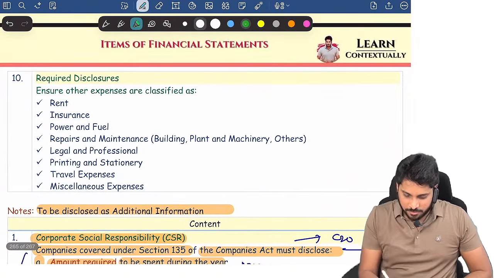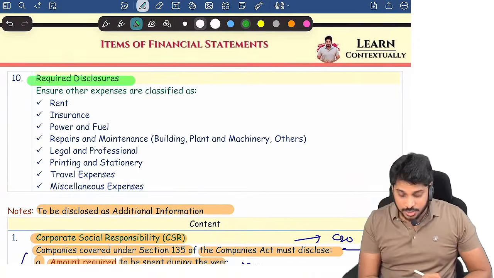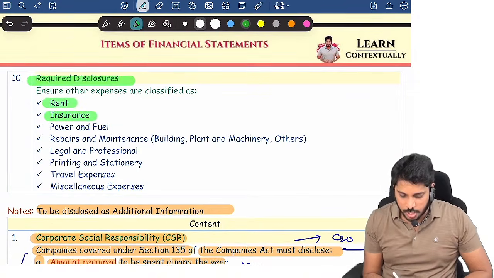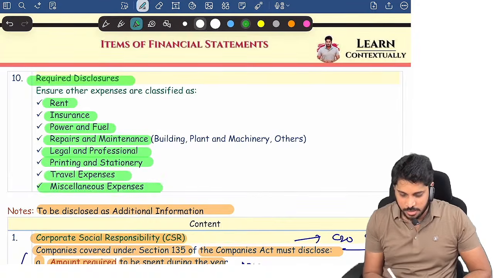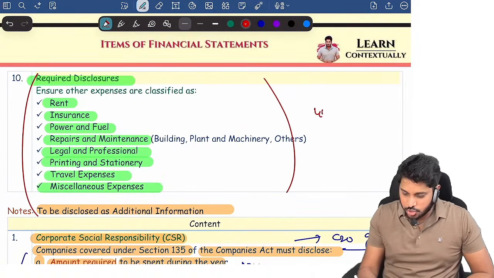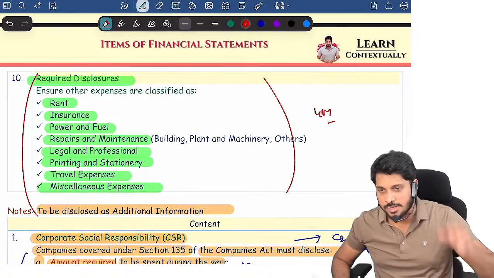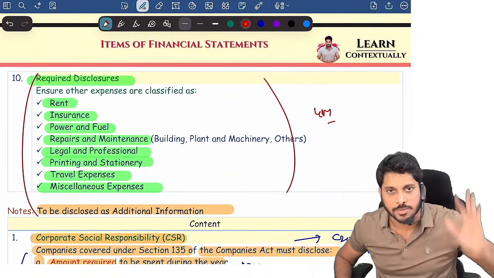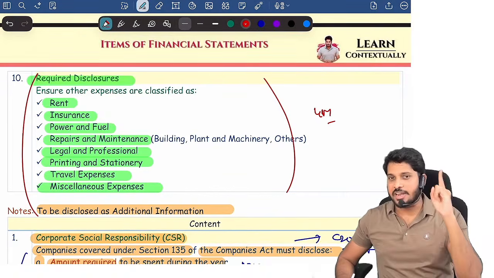That's it. And disclosure requirement. How do we need to disclose other expenses? Rent how much, insurance how much, power and fuel, repairs and maintenance, legal and professional, printing and stationery, traveling. This is very rare. This disclosure requirement can be tested as a 4 marks question. That's it guys. Other expenses is over. In P&L, other expenses is over.